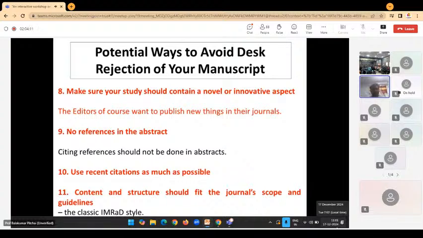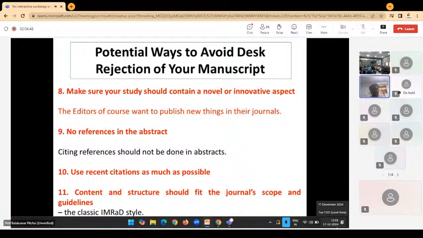Okay, so you should never cite any references in the abstract. If you are citing any references in the abstract, right away it will be desk rejected, because citing references should not be done in the abstract. In the introduction, you should use recent citations. For example, don't write an introduction of more than 500 words. Just a crisp and focused introduction. Suppose you are citing 15 references, out of 15, at least 10 references should be from recent sources.